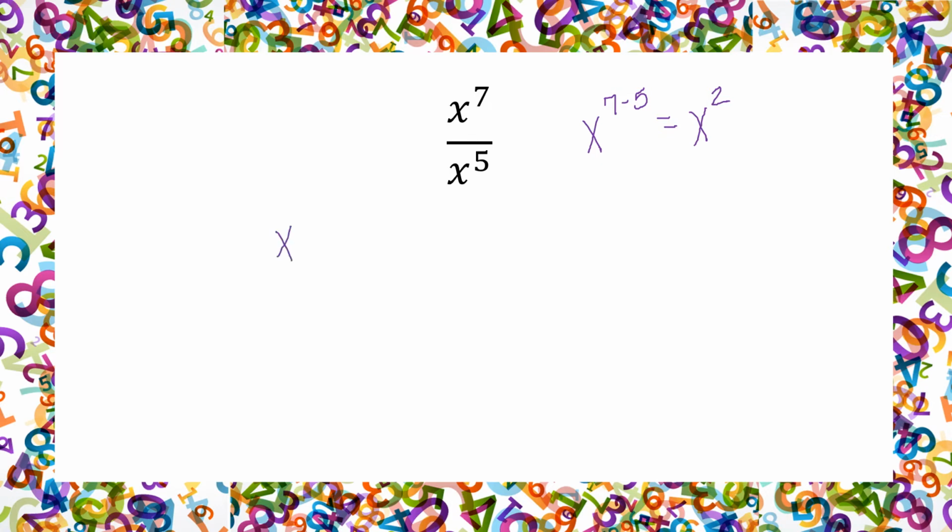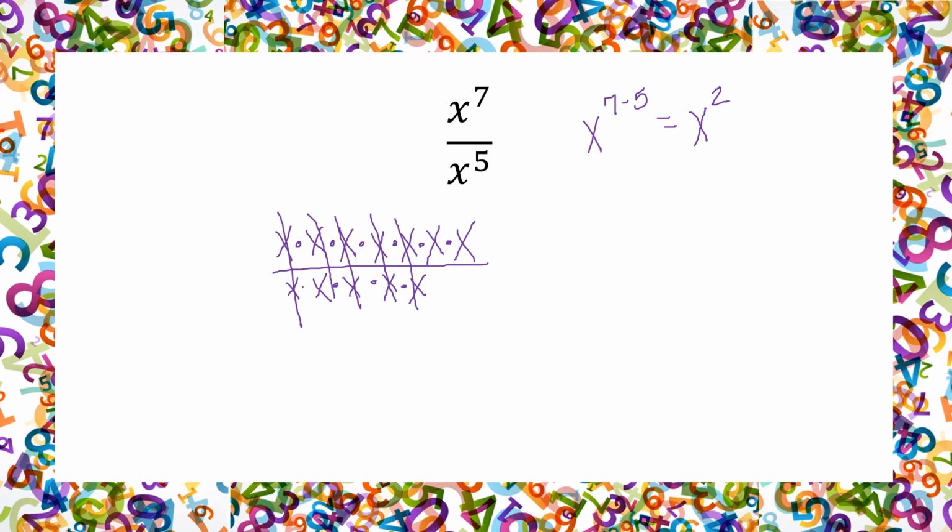The reason this works is because on top you have 7 x's that are multiplied together, and on the bottom you have 5. They simplify out: 2, 3, 4, 5, leaving you with only x squared on top, just like what you got when you subtracted.